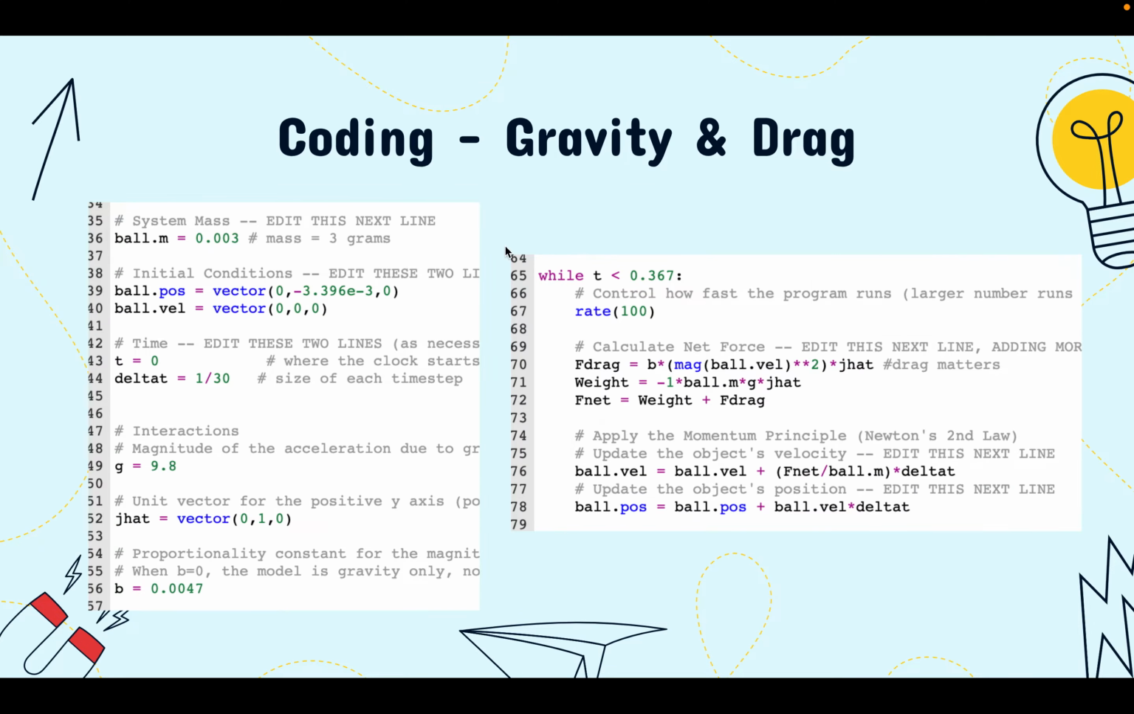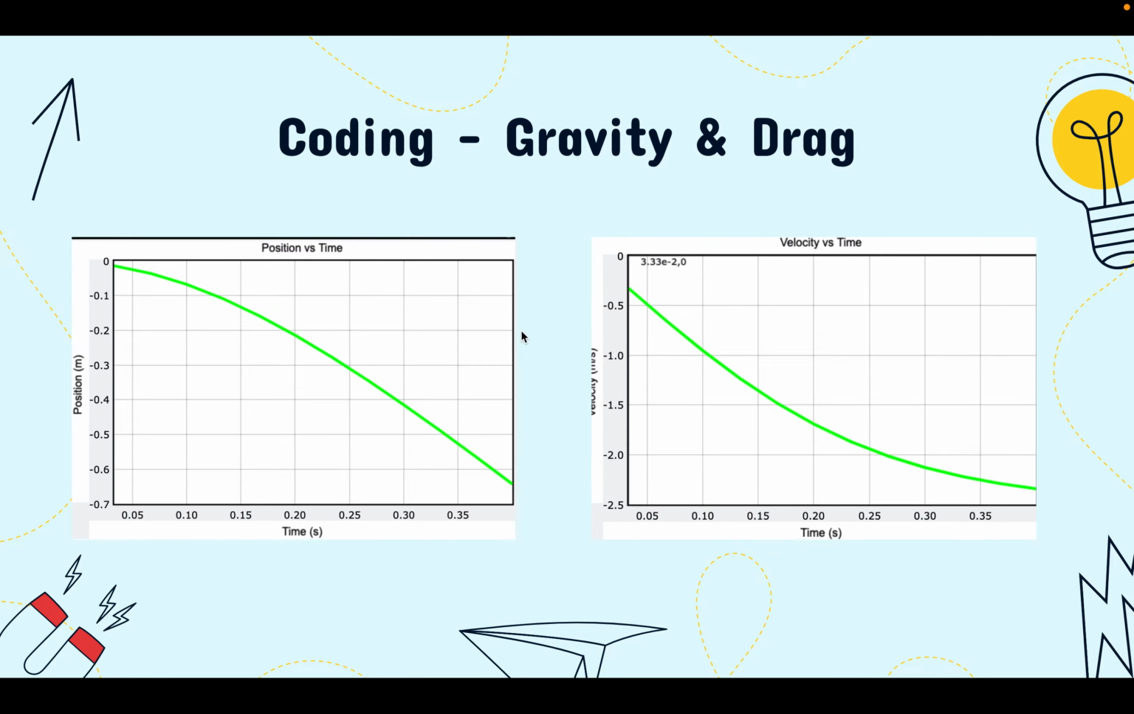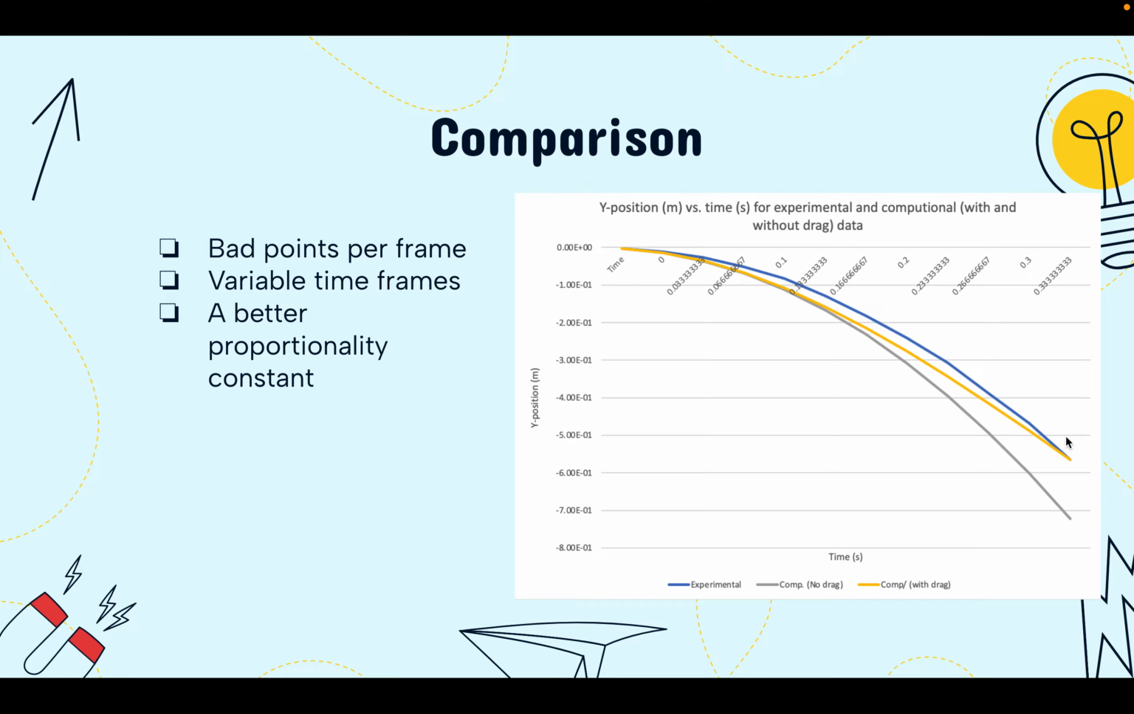Here is gravity and drag, so everything is the same. The only thing that changes is the proportionality constant, which actually has a value. This was found by essentially guessing a number and increasing and decreasing until it fit or was closer to the experimental data. And here, everything is the same, except we are actually calculating the drag force as seen here. These are the results, the position versus time graph and the velocity versus time graph. So, comparison. Here the yellow line represents the computational prediction with drag. The gray line is computational without drag, so just gravity, and the blue is experimental.